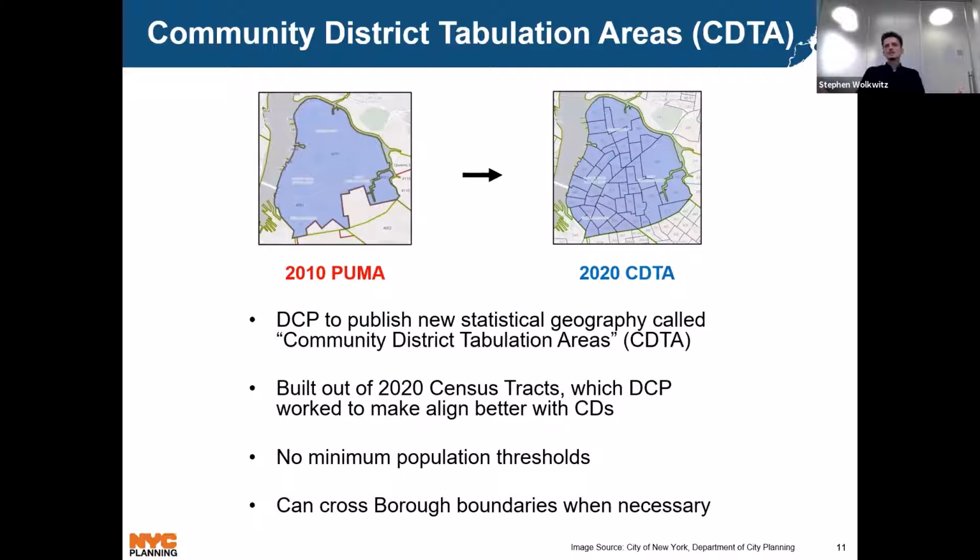Now with CDTAs, we did not constrain ourselves with that 100,000 population threshold that PUMAs have from the Census Bureau's end. So we allow ourselves to go as low or as high in population as we need to in order to match the CD as best we can using the census tracts. And then also with CDTAs, we allowed the geography to cross borough boundaries when necessary in order to best represent the CDs. So for Bronx 8 and for Queens 1, we crossed the boundaries there to grab Marble Hill and Rikers Island, respectively, to represent those CDs well.